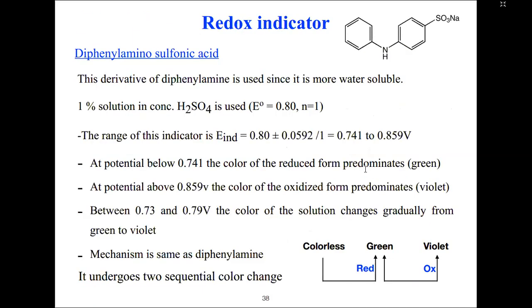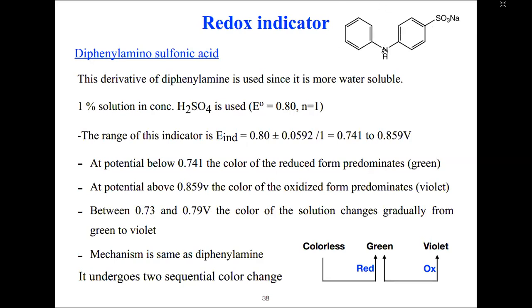Now let's move on to another indicator. The other indicator is very similar to diphenylamine and it is named diphenylaminesulfonic acid. It is a derivative of diphenylamine. Derivative means it can be derived from diphenylamine. Something is changed in diphenylamine to get diphenylaminesulfonic acid. So what is changed? This is the structure.